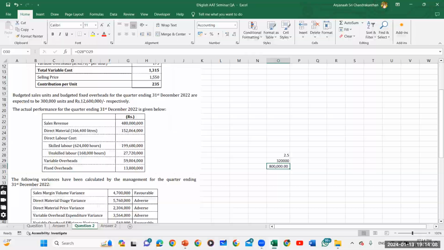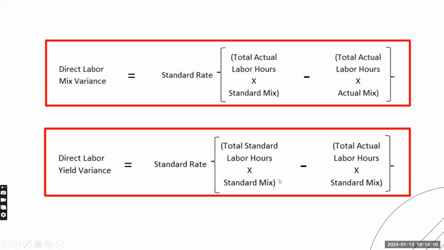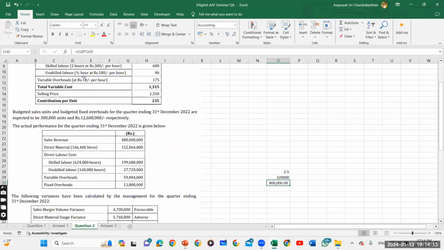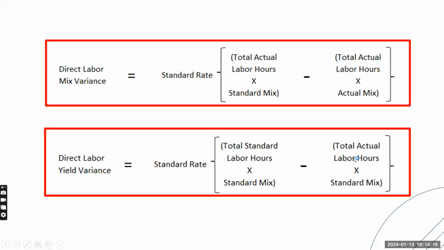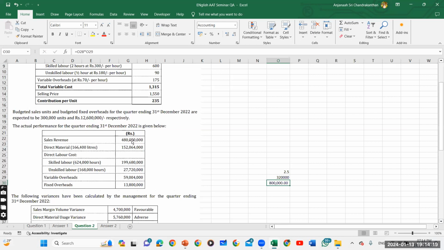Then you multiply it by the standard mix. What is the standard mix? It is 2 over 2.5. And again, actual labor hours, the addition of these two, multiplied by 2 over 2.5. That is for skilled labor. For unskilled labor also, same way, the standard mix would be 0.5 over 2.5. Right?